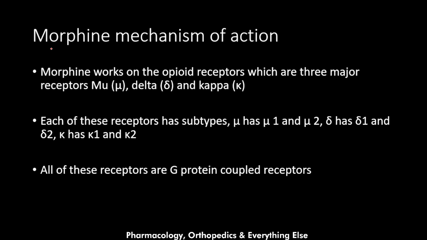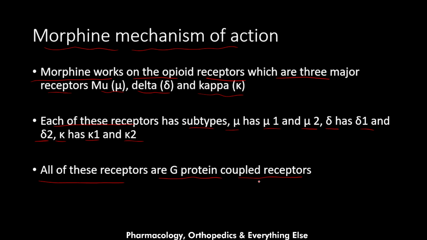Now let's talk about the morphine mechanism of action. Some of the information mentioned here is similar to the first video about opioid pharmacology. If you already know about it, you can skip to other parts using the video chapters. So morphine works on the opioid receptors, which are three major receptors, the mu, the delta, and the kappa. Each of these receptors has subtypes. Mu has mu1 and mu2, delta has delta1 and delta2, and kappa has kappa1, kappa2, and kappa3. All of these receptors are G protein coupled receptors.